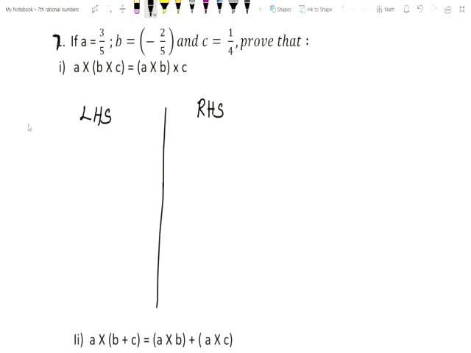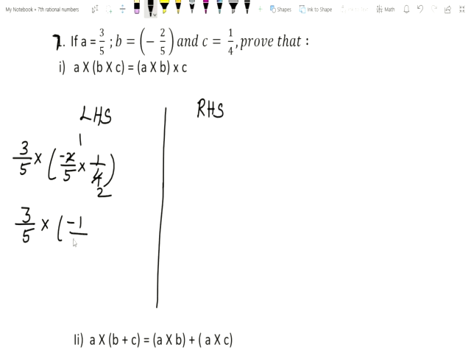So here what is there at the left hand side? A into B into C. So what is the value of A? 3 by 5 into minus 2 by 5 into 1 by 4. First you simplify the bracket. 2 ones are 2, 2 2s are 4. So 3 by 5 into minus 1 by 5 2s are 10.